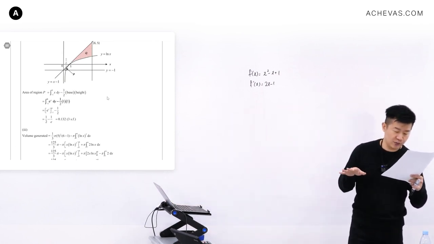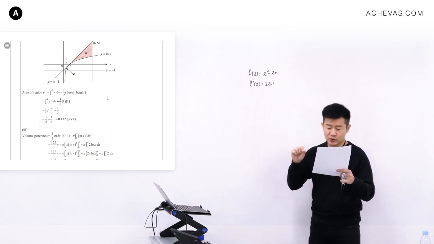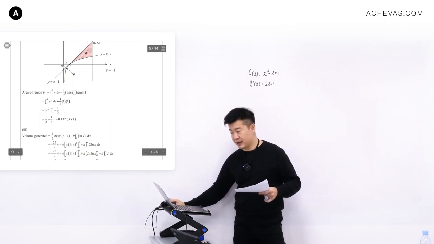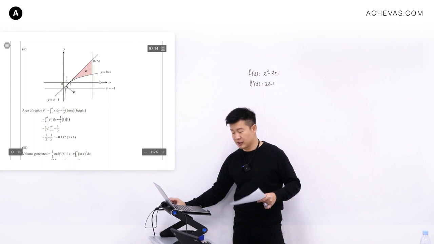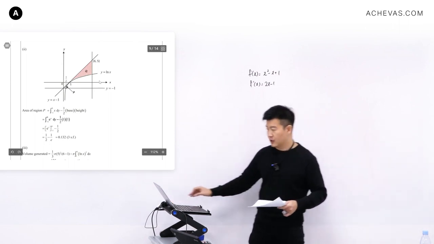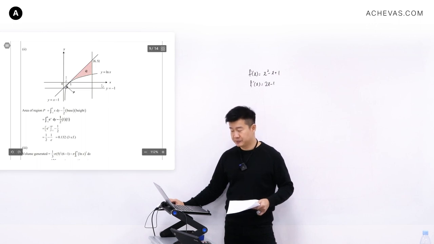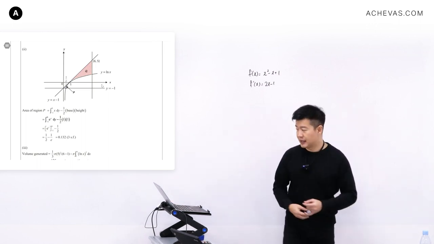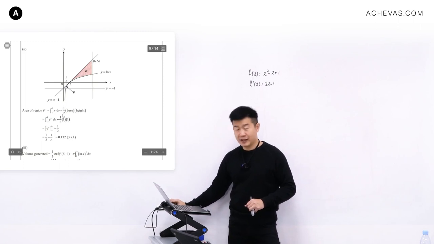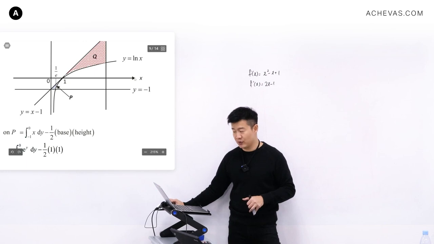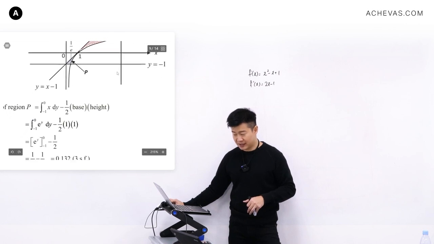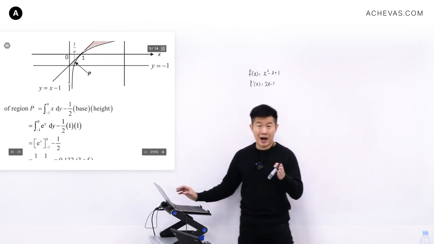For this question number five, this area and volume question, part two and part three. Part two, they ask you to find the area of P. The area of P is this part. Then part three, they ask you to find the volume when this region Q is revolved about the x-axis. I just want to very quickly highlight to you that if you were to look at the solution, although this region P can be obtained by doing an integration with respect to the x-axis, but to be faster, the solution actually integrated with respect to the y-axis.